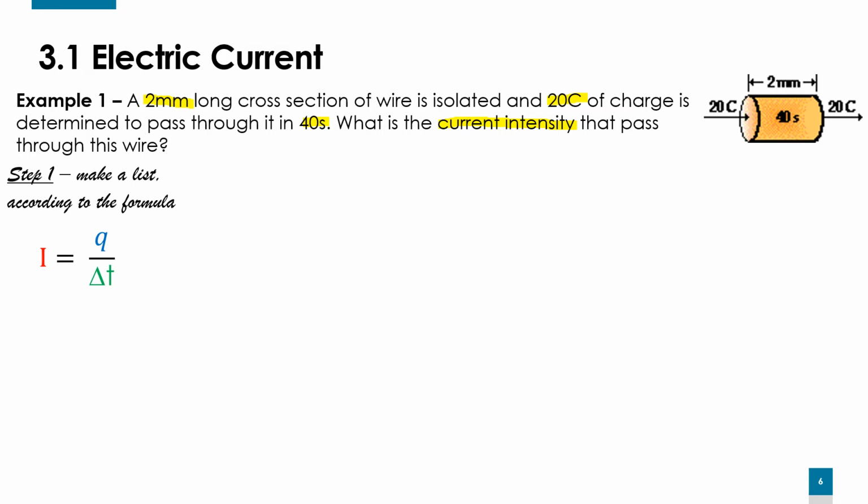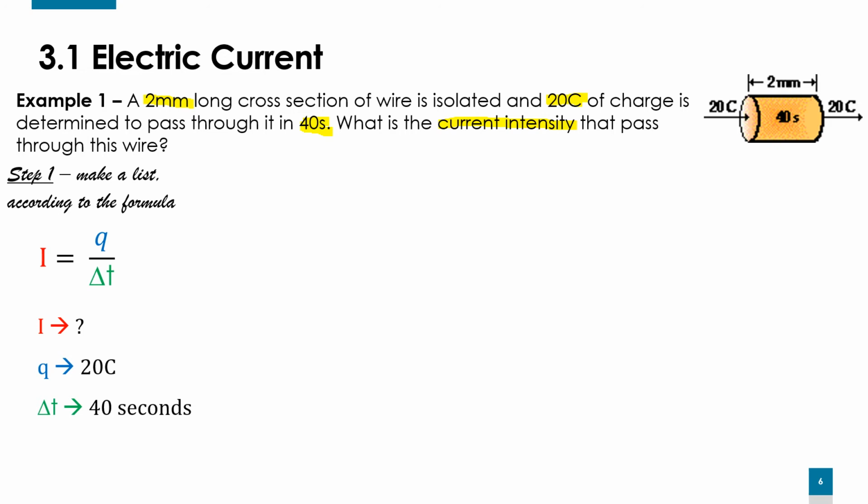So let's make the list. What's the I? I don't know. It's asking me that, right? What's the Q, or the charge? 20 coulombs. It's giving me. And what's the time? 40 seconds. Okay? Do I have everything that I need? Yes. And you can ask me, what about the 2 millimeters? What do I do with that?